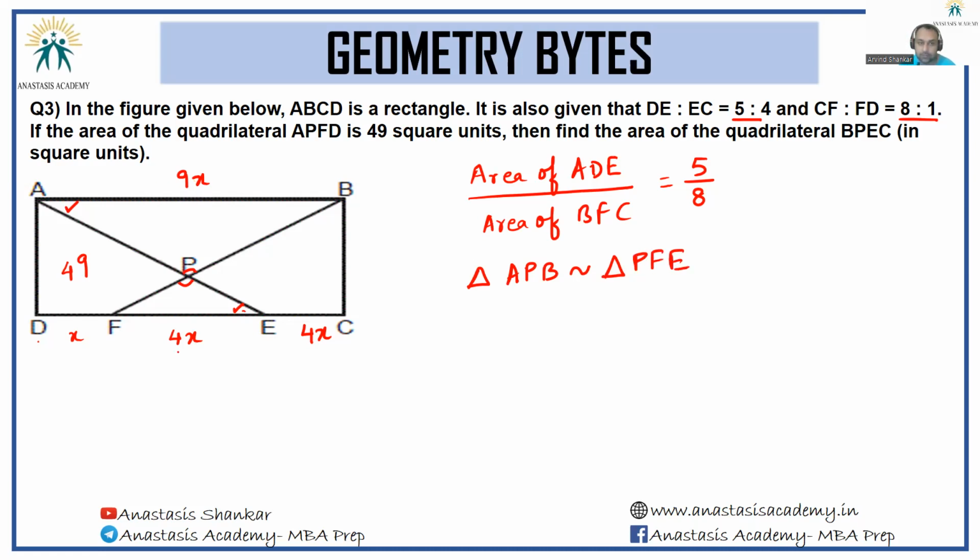If this is 9, this is 4. So the ratio of their area will be 81 is to 16. So let's say area of this point here was 16xy and area of this was 81xy. Why I'm going xy is now I can get a measure of the height.